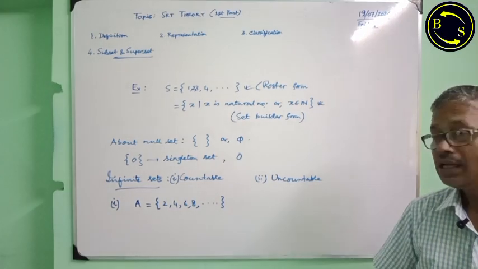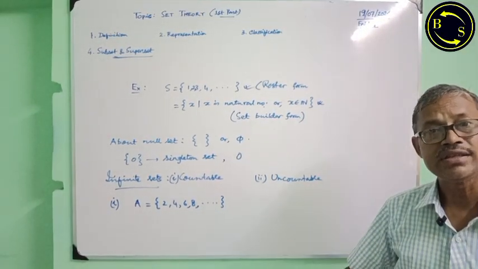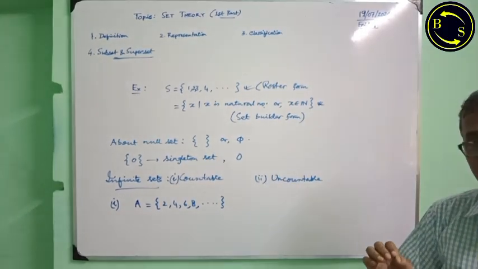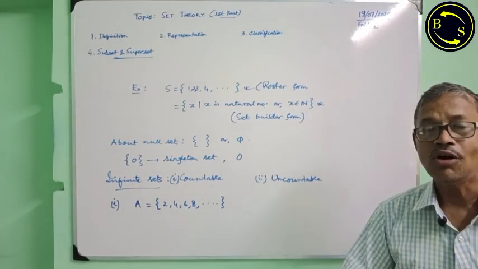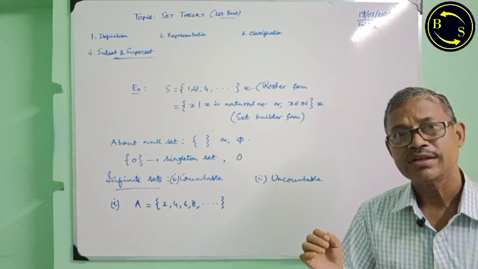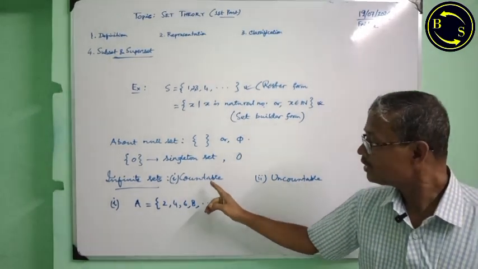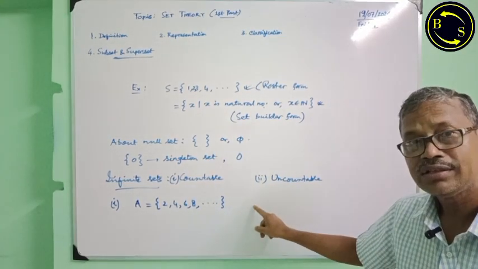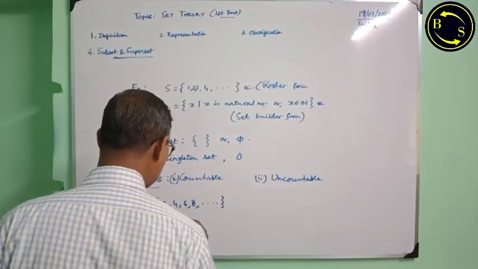Now, one thing: a countable set may be finite as well as infinite. When we can arrange the members of the given set in order, that means the members of the set follow some pattern, then we say that it is countable. This is infinite. It is called countable infinite.